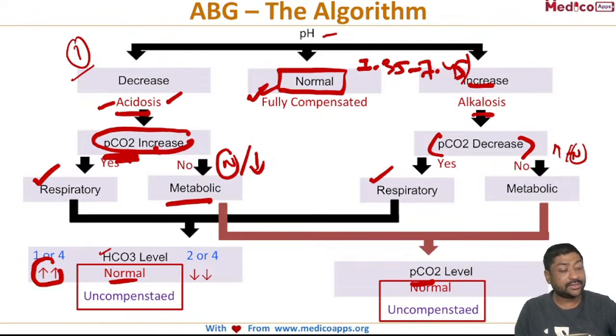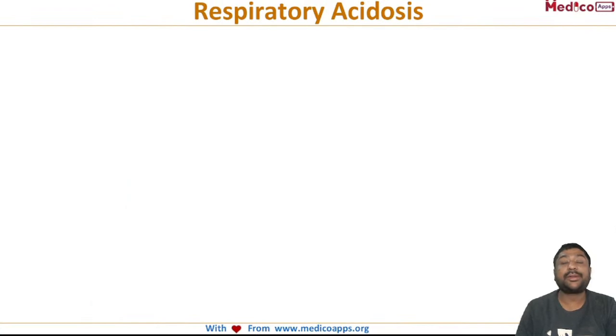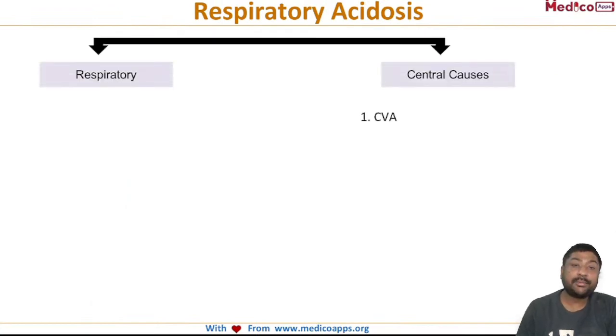Don't worry, I know this algorithm may look a little difficult when you are trying to learn it, but I'll show you in practical situations how you can solve any ABG in less than 10 seconds. So just give me a few minutes to discuss some of the other theory points. When we talk about respiratory acidosis, the causes can be either respiratory or central.